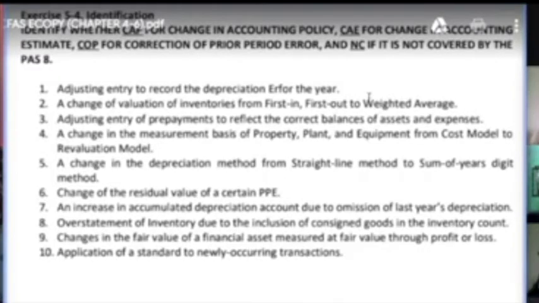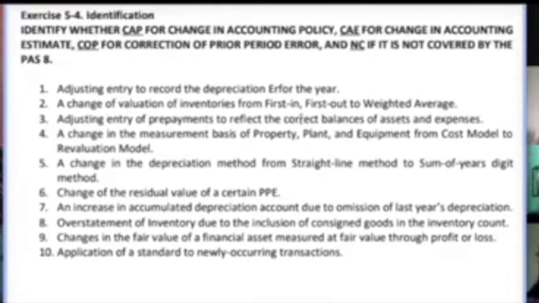You remember, you prepare your unadjusted trial balance, then you prepare your adjusting entries. Part of your adjusting entries is the adjusting entry for your depreciation. So this is not a correction of error. This is not a change in policy. This is just part of the regular accounting process. So not covered by the standard.